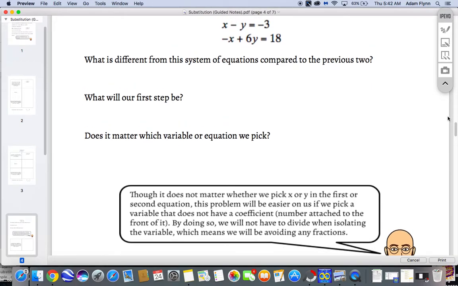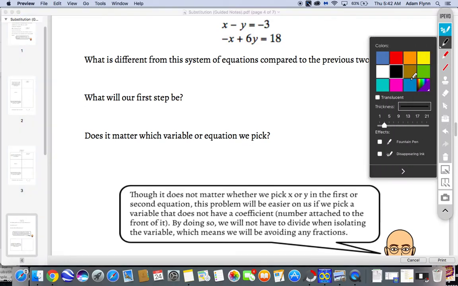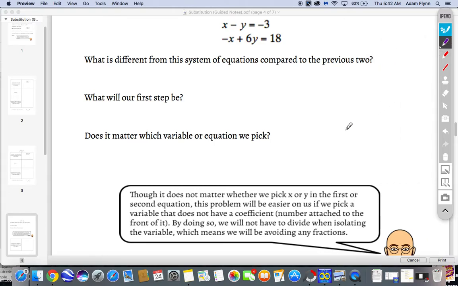Okay, here we have a little bit more complicated system. Not too complicated, but just a potential extra step that we need to look at. So what is different from this system of equations compared to the previous two? So I have x minus y equals negative 3, and I have negative x plus 6y equals 18. Okay, so it looks a little different because none of the variables are isolated.